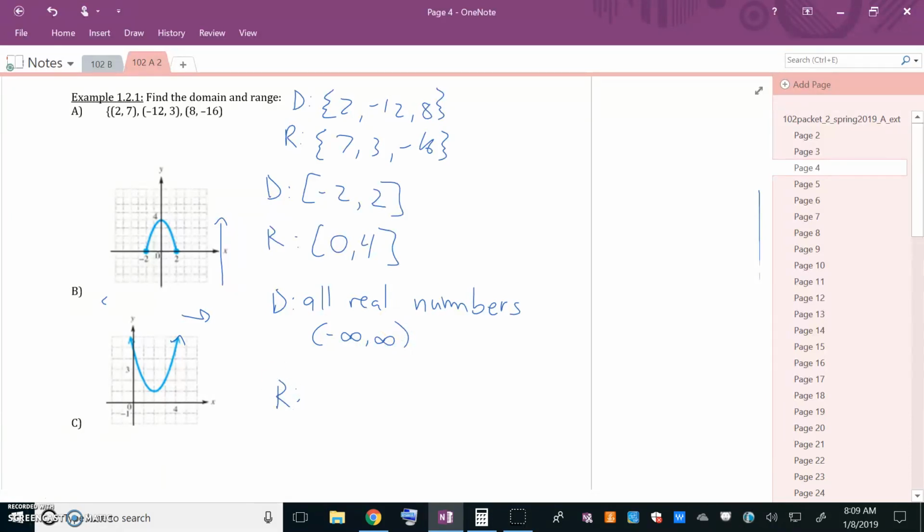The range is not everything though. Here's my lowest point here at the bottom. That looks like positive 1. So it's positive 1, infinity. Again, I always go from smallest to largest. I'm going to include that one, but again, infinity takes a parenthesis.